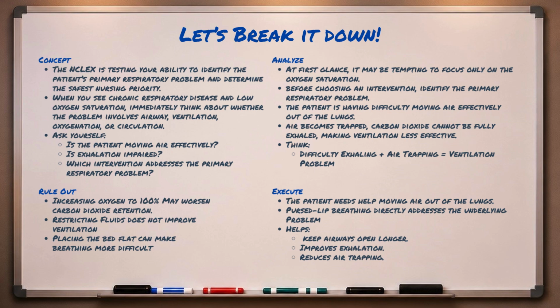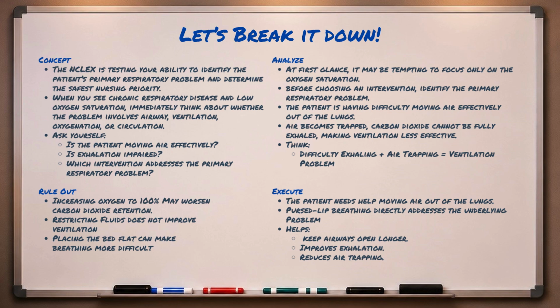Now, let's look at A, increasing oxygen to 100%. This sounds tempting because the oxygen saturation is low. But remember, this question is asking for the priority action. The underlying problem is air trapping. Oxygen alone doesn't fix trapped air. That leaves B, encourage pursed lip breathing.